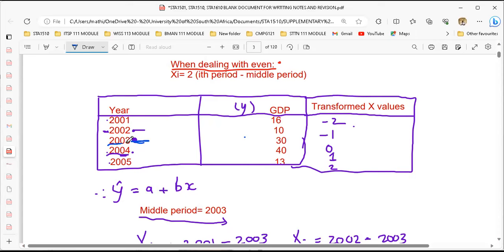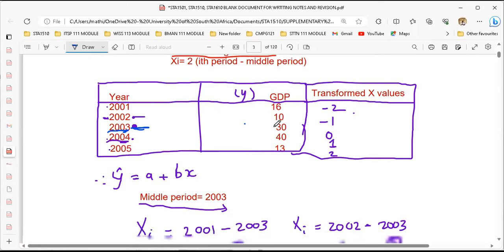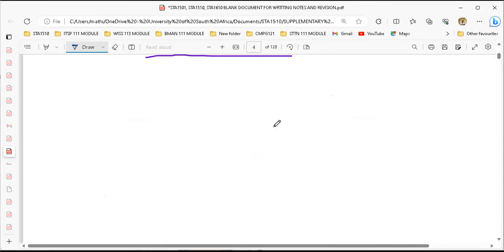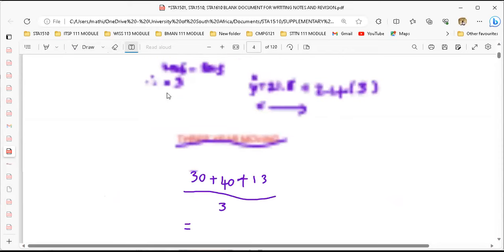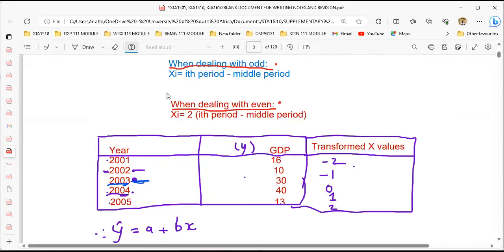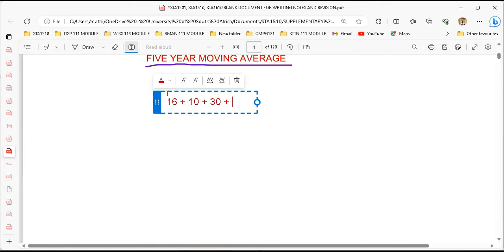You have to make sure that the year they've mentioned here is your middle. So I'm going to add 1, 2, 3, 4, 5: 16 plus 10 plus 30, and then plus 40, plus 13.